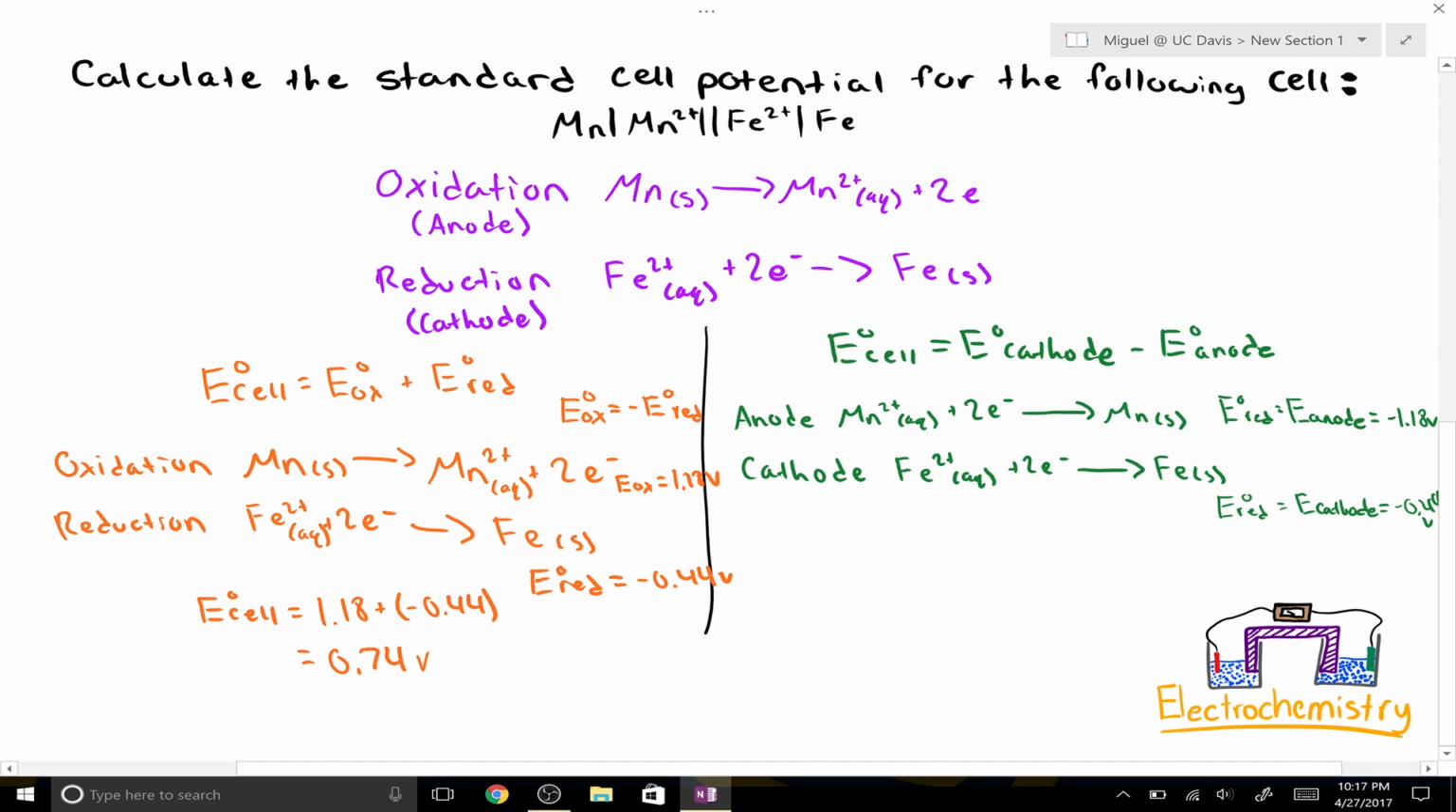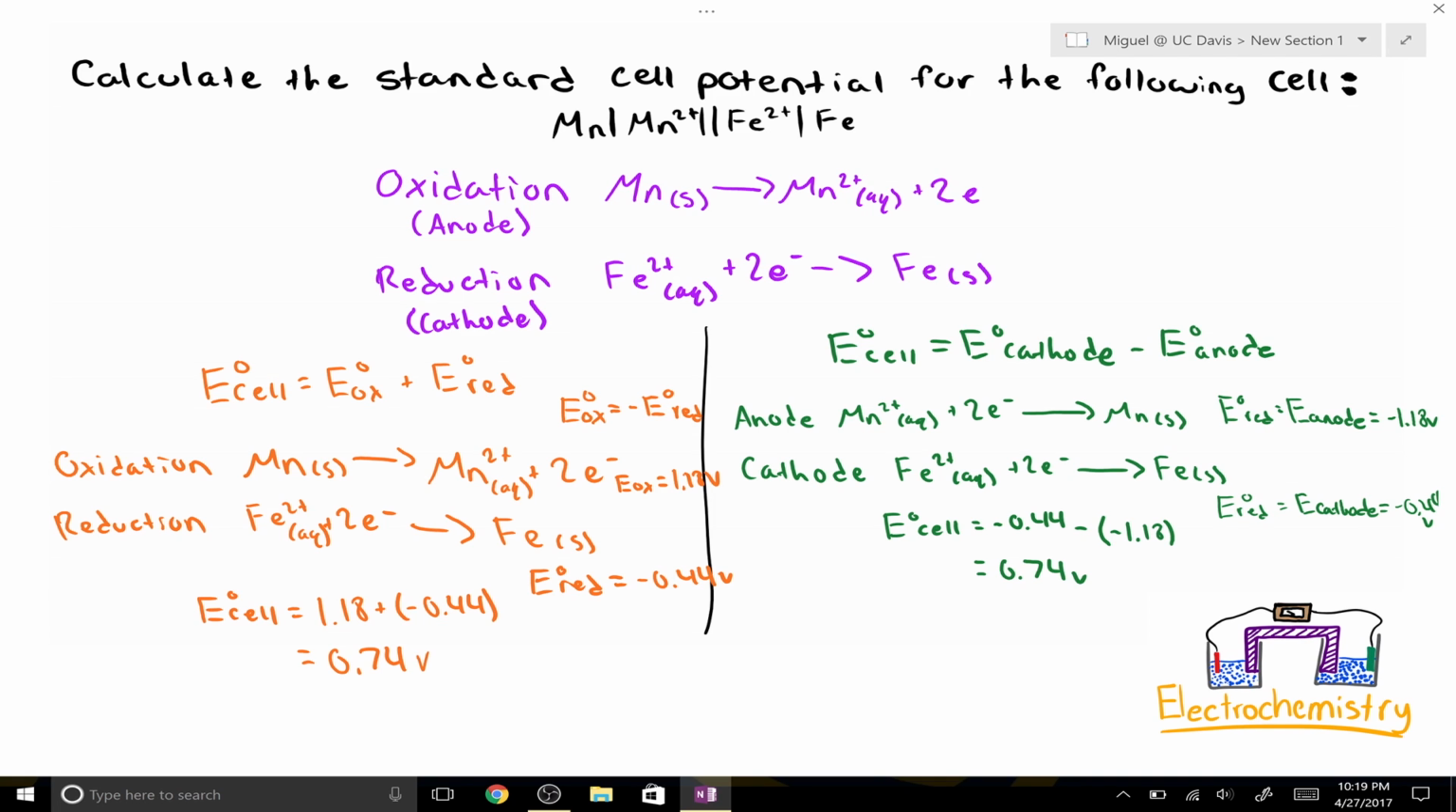Again, plugging these values into the equation above, you get E cell under standard conditions is equal to negative 0.44 minus parentheses negative 1.18. Notice how both values are just reduction potentials. As we expected, the standard cell potential is the same for the two methods.